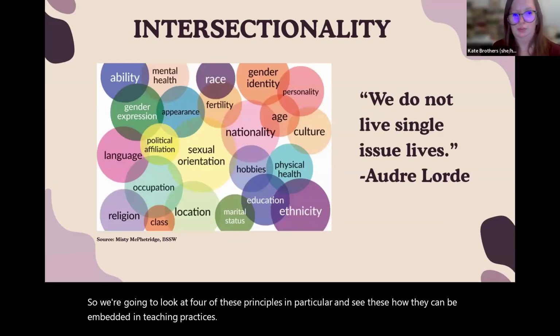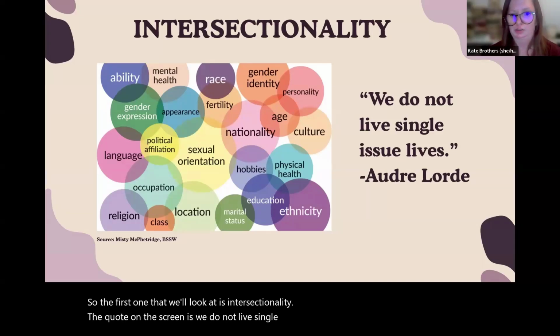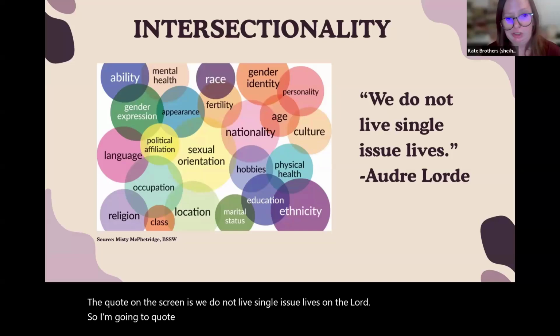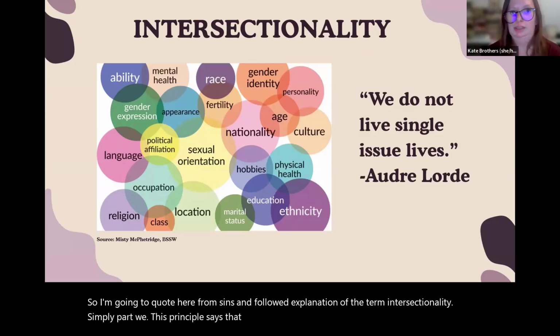So the first one that we'll look at is intersectionality. The quote on the screen is, "We do not live single issue lives," Audre Lorde. So I'm going to quote here from Citizens Invalid's explanation of the term intersectionality. Simply put, this principle says that we are many things and that they all impact us.